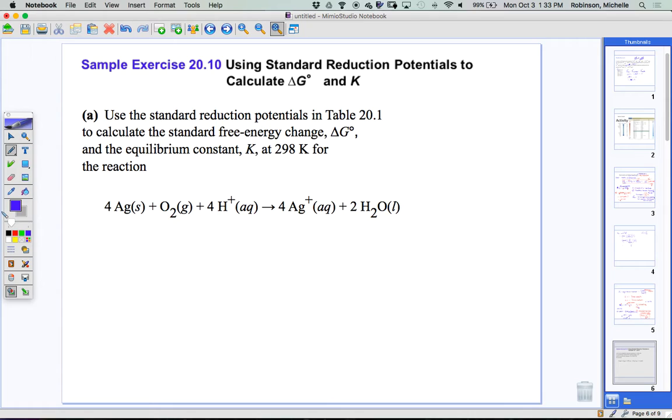Okay. All right, so here's an example for you to try. Put this one in your notes. Calculate delta G and K for that reaction.